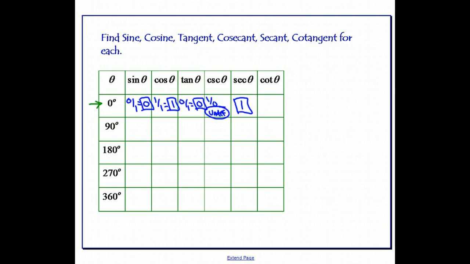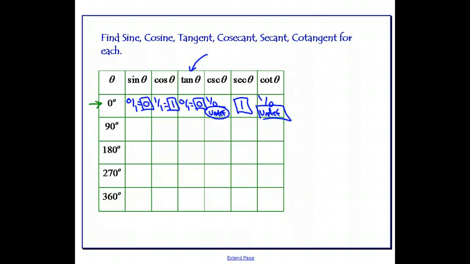And the cotangent, the reciprocal of the tangent, which is 0, 1 over 0, again another undefined. And this will work for the other 4. I'm going to fill in a couple and you can try one. Let's go with the 90. Let's just fill that one in. You can try it on your own if you'd like.